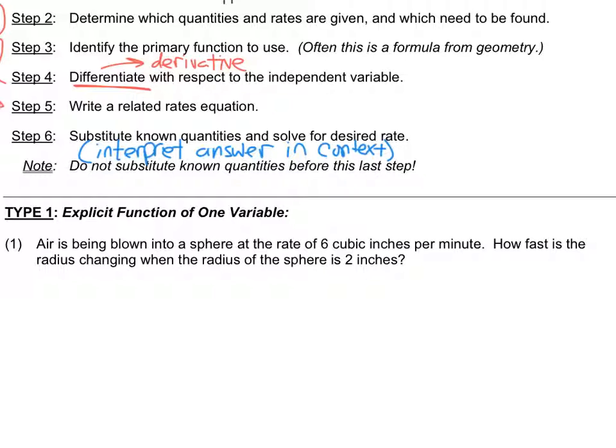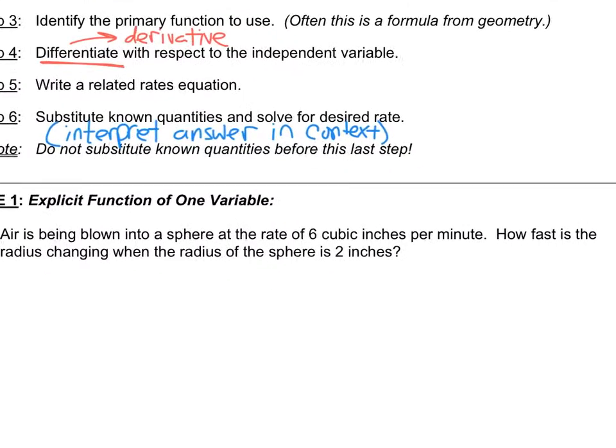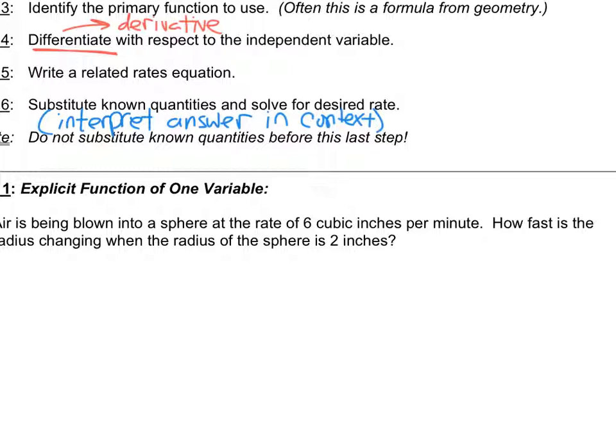So example 1, air is being blown into a sphere at the rate of 6 cubic inches per minute. How fast is the radius changing when the radius of the sphere is 2 inches? You start off with an easy one. It may not seem easy because this is a pretty crunchy topic, but just analyze the situation unit by unit. Cubic inches per minute. I'm going to rewrite that. All right. Now forget about the numbers for a second. How fast is the radius changing when the radius of the sphere is equal to 2 inches?